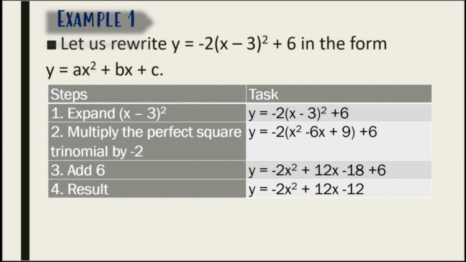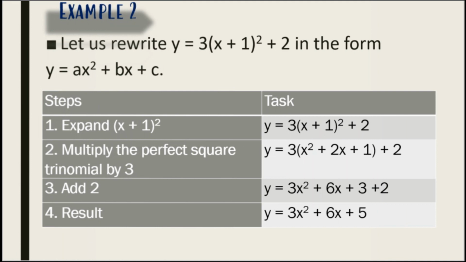Let us have the second example. Let us rewrite y is equal to 3 quantity x plus 1 quantity squared plus 2 in the form y is equal to ax squared plus bx plus c. So we need to expand x plus 1, or the square of x plus 1. Expanding it, we will have the perfect square trinomial x squared plus 2x plus 1.